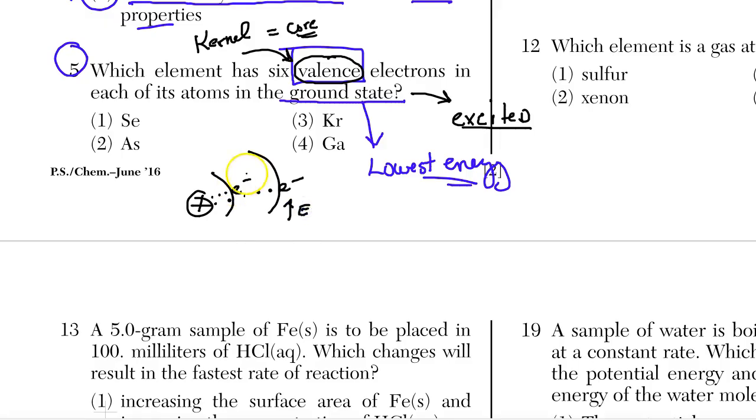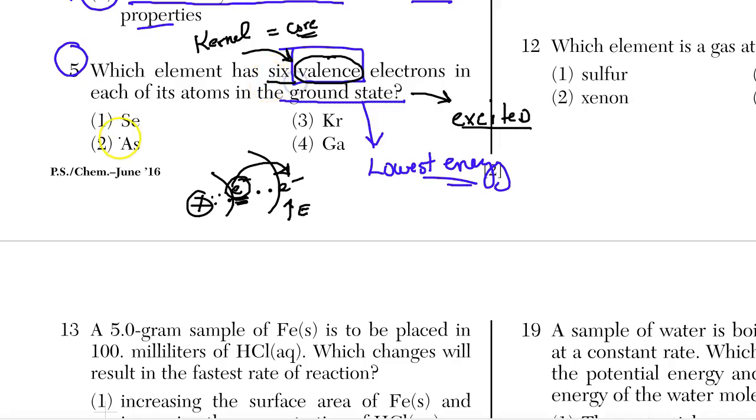Electrons that are farther away feel the nucleus less, and they have higher energy. So if electrons are in an excited state, they're in places where they don't belong because they absorbed energy. They belong lower. But in ground state, all the electrons are in their lowest energy positions, as close to the nucleus as possible. Now we're looking for valence. Valence is those outermost electrons, and they're looking for 6.